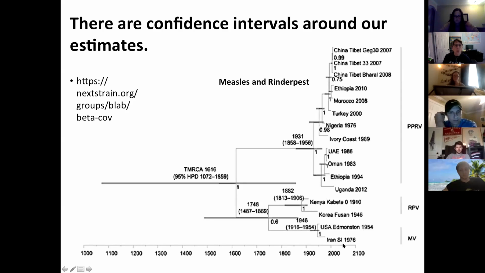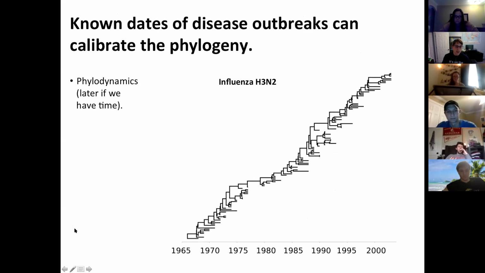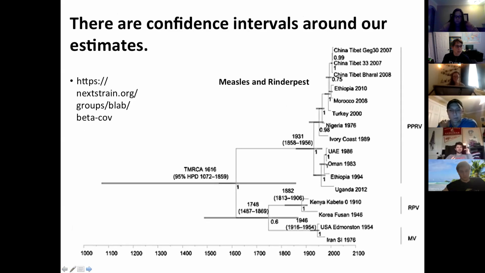Okay. So these are ways we can estimate the dates of these things, and it really helps us understand the rates of viral evolution. And what I have on this slide, okay, now I'll skip that one here.